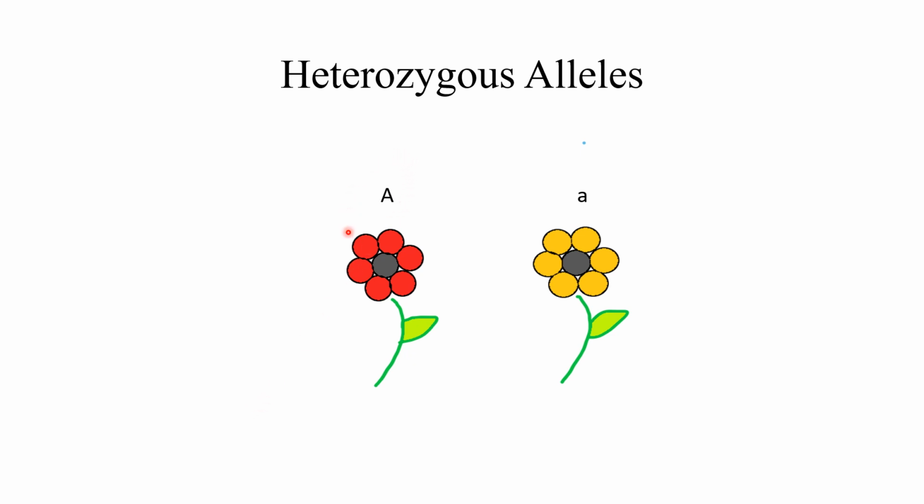This gene A with a capital A produces red colored flowers, and here the gene with a small a produces yellow colored flowers. So they are present on the same location, they are controlling the same trait, but their expression is not the same. One produces red flowers and one produces yellow flowers. In this case, the allelic pair is referred to as heterozygous alleles.